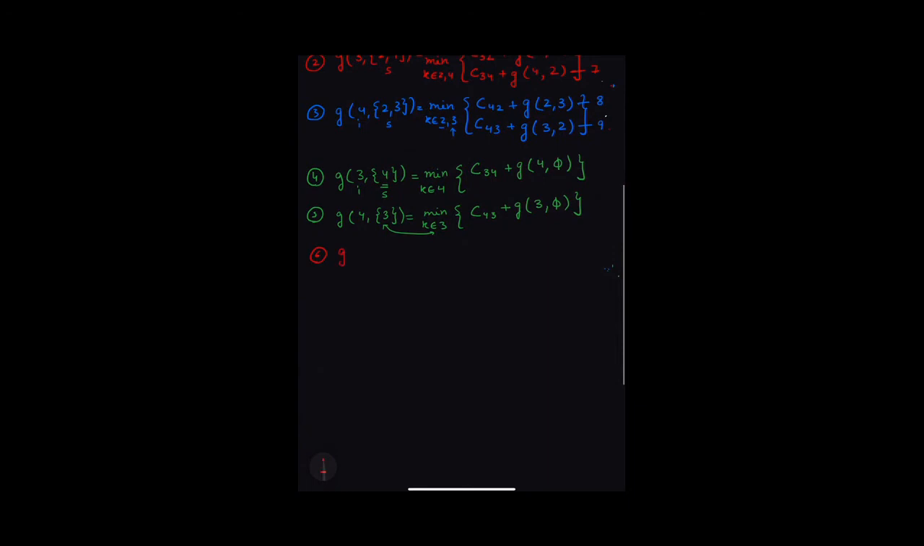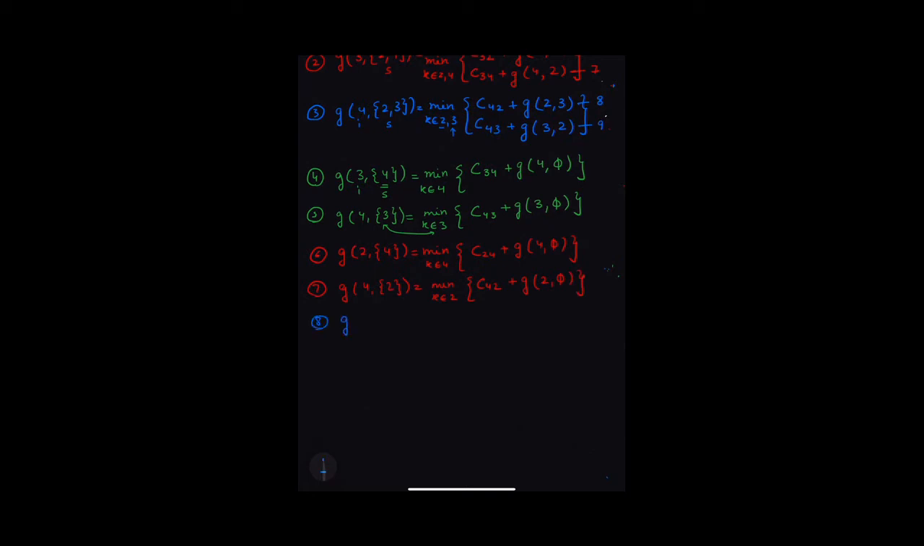So we would be getting this as 2, 4. This will be equals to minimum where k belongs to 4, this will be c of 2, 4 plus g of 4, 5. And the seventh equation will be g of 4, 2. This will be equals to minimum where your k belongs to 2. This will be c of 4, 2 plus g of 2, 5.